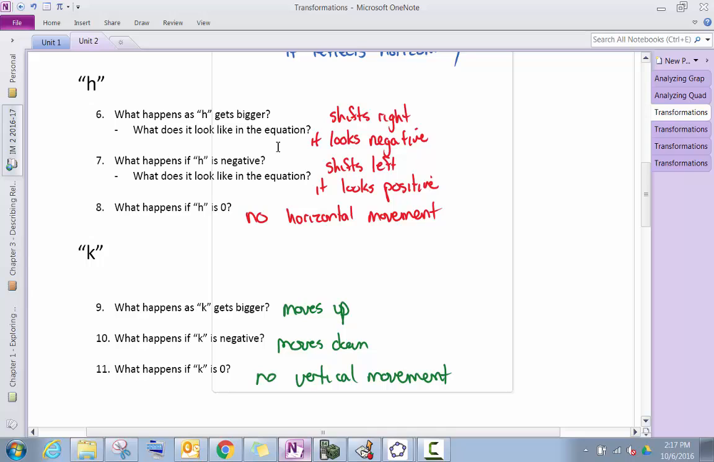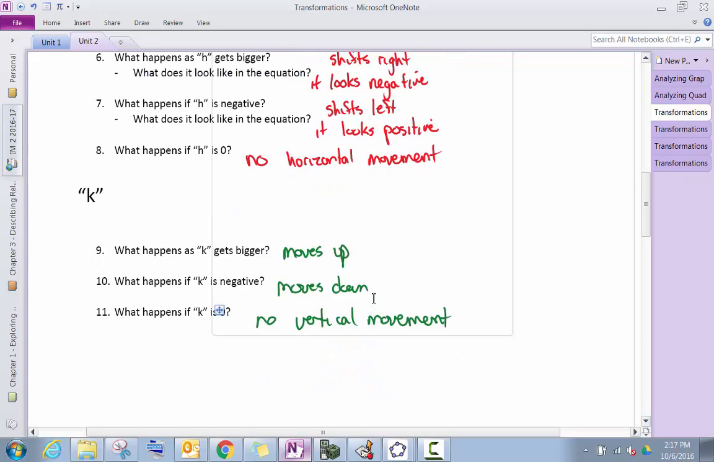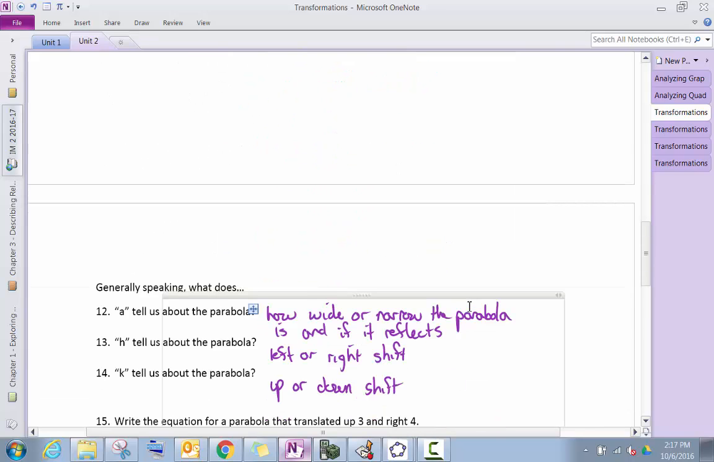So what happens as h gets bigger? It shifts right, but it looks negative. If h is negative, it shifts left, and it looks positive. And if h is 0, there's no horizontal movement. K, as k gets bigger, it moves up. As k gets negative, it moves down. If k is 0, no vertical movement.